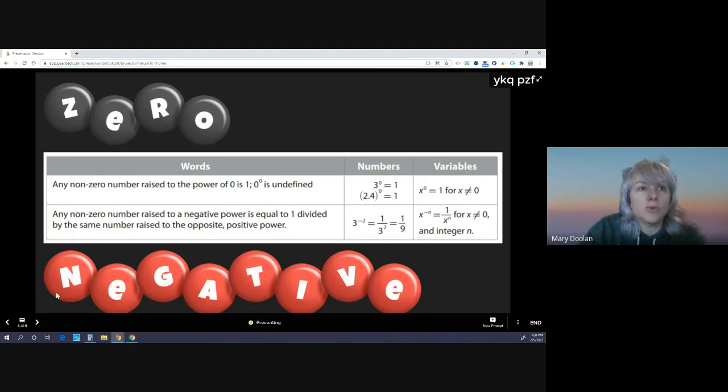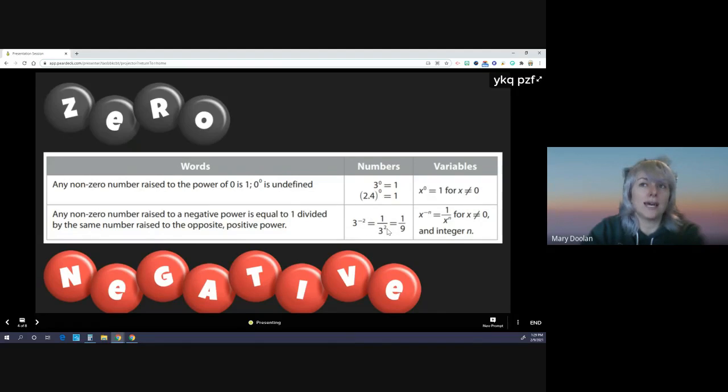Other special case is when you have a negative rational exponent. Any non-zero number raised to a negative power is equal to 1 divided by the same number raised to the opposite positive power. Here's an example of what that looks like. 3 is my base. -2 is my exponent. -2 is a negative rational exponent. So I can rewrite this to get rid of the negative by basically taking the reciprocal of the whole thing, 1 over 3 to the 2nd power, and changing the sign from a negative to a positive.